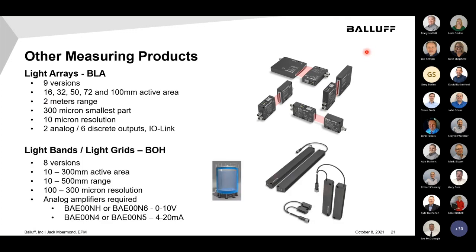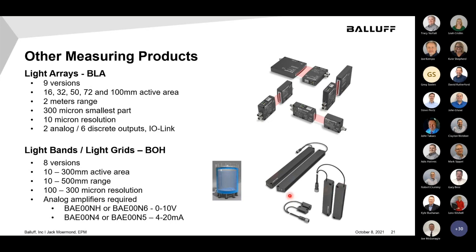Another one is the new light bands, or light grids, the old light grids. I would go with the new light bands versus the old BLGs, just because the old ones don't have the resolutions that the new light bands do. There are 8 different versions of the new light bands. You can get them from 10 to 300 millimeters of active window, and the distance between them can be anywhere from 10 to 500 millimeters.